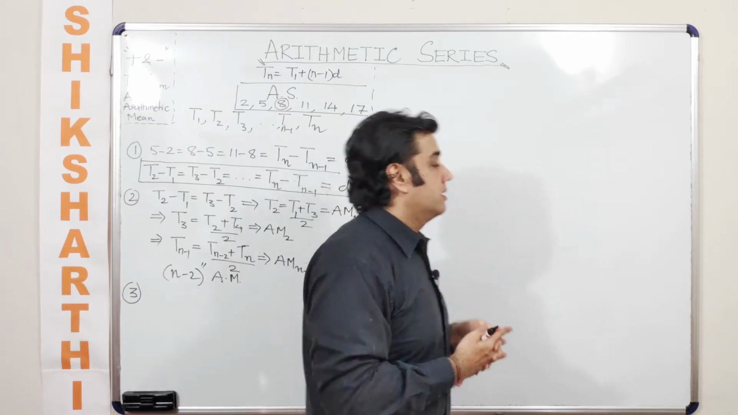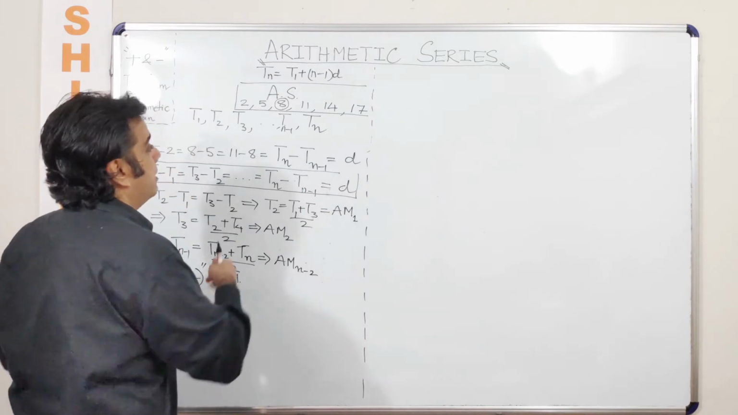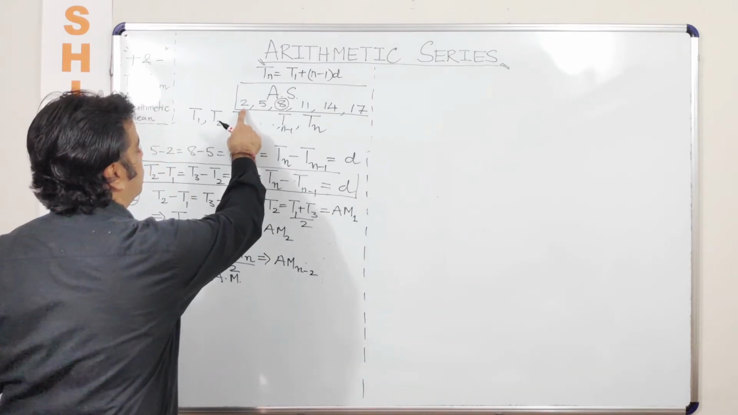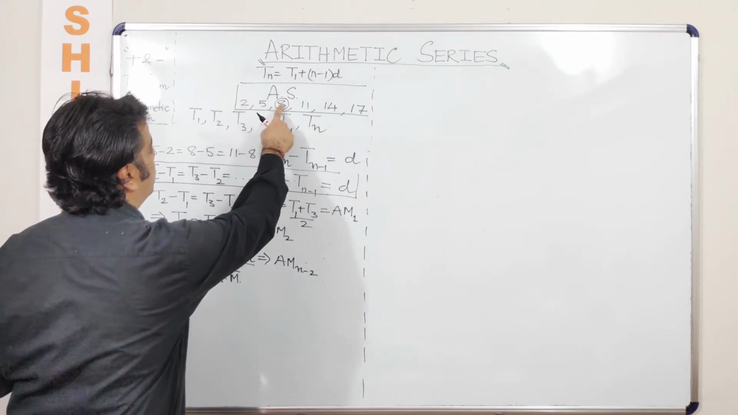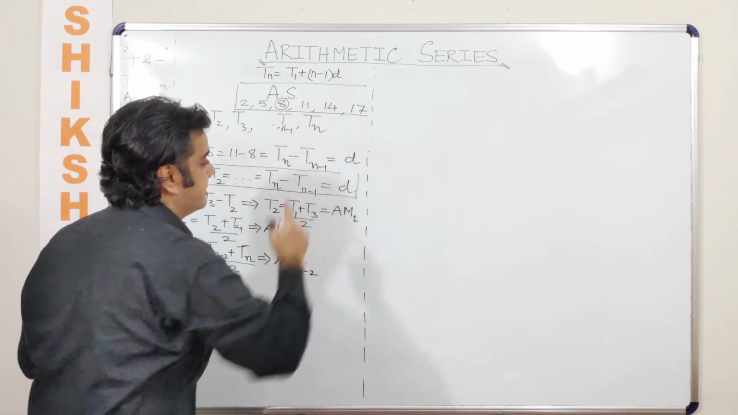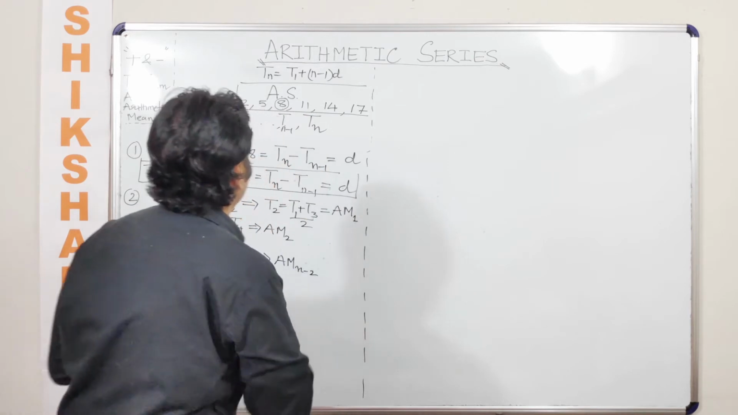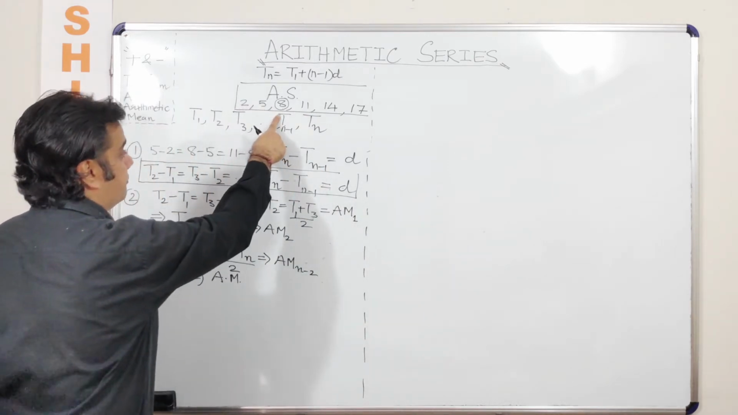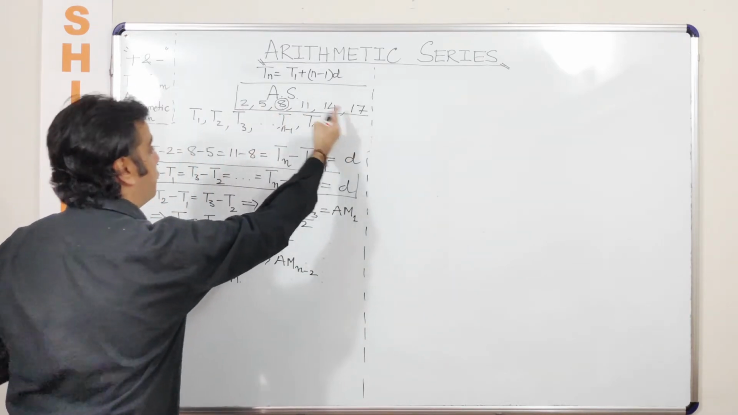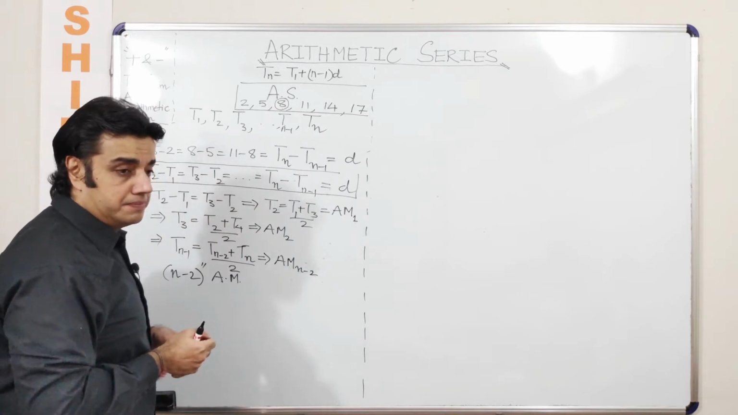So for that, you just need to know the total number of terms. Here, let me count the total number of terms: 1, 2, 3, 4, 5, 6. So how many terms do I have? 6 terms. So a term which is third from this side will be fourth from the other side.